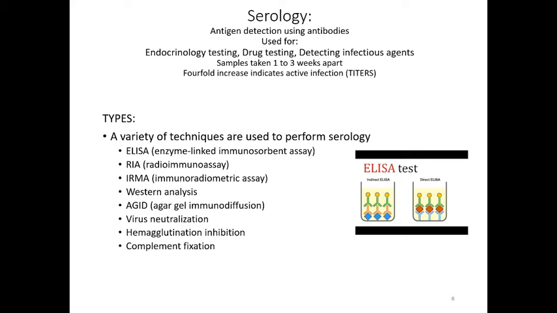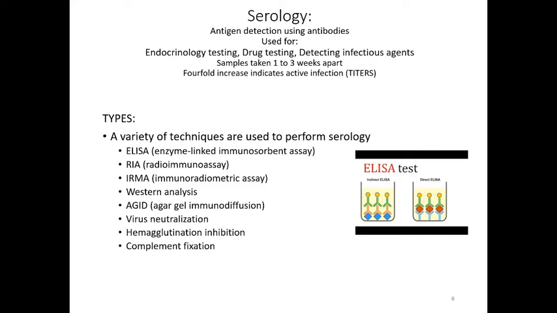Antigens are important when we are looking for certain diseases. We can use them for diabetes, for changes in hormones like endocrinology testing, and for drug testing. We can also use them for detecting infectious agents, and that's probably the most common use in veterinary medicine.